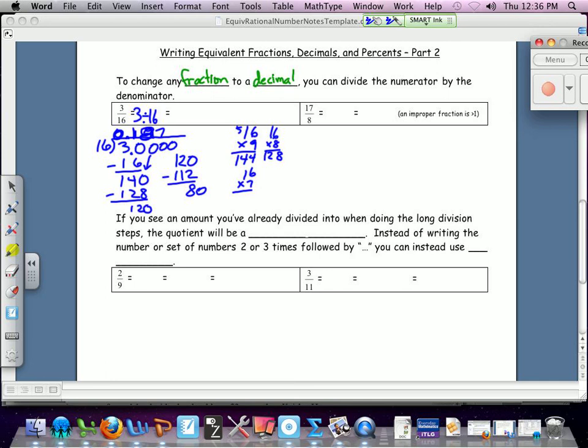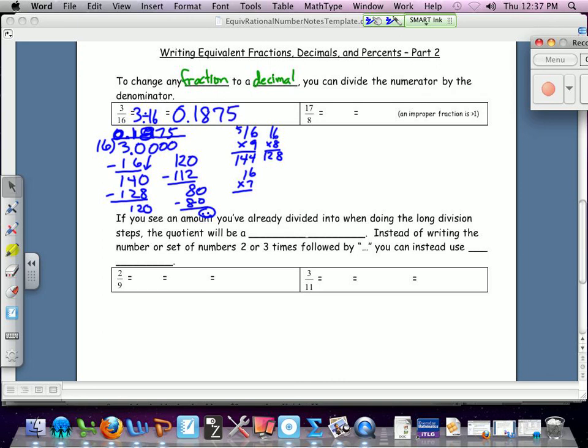5 times. Because 5 times 16 is what? All of that is the 80. And this is why when we were doing long division earlier this year, I said sometimes I do a smiley face at the end. Because I'm like, oh, thank goodness I don't have to bring down another 0. So 3/16 is equivalent to 0.1875.